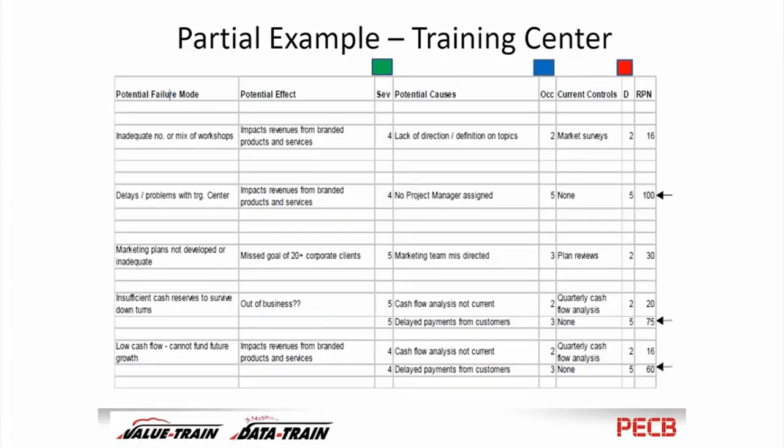And I'm not going to go through the details of this. If you get a copy of the slides, you can look at this. But this is one for a training center. What are some of the issues, some of the failure modes, excuse me, and the effects and causes, and the 3 numbers from 1 to 10 are put in, and they determined 3 things that were higher by a lot than the other ones. So those 3 things are the ones that were going to be worked on.